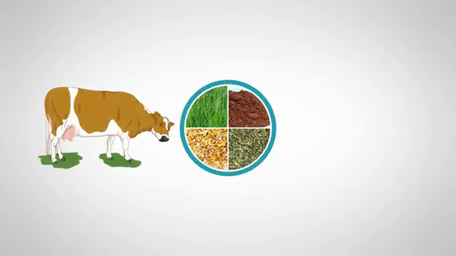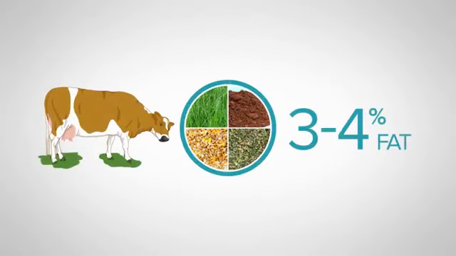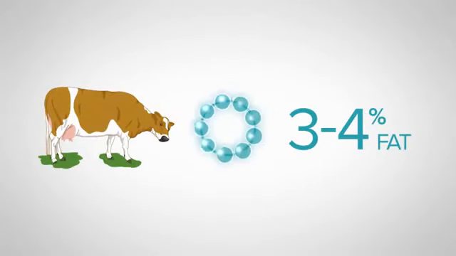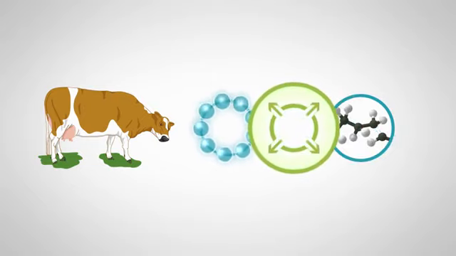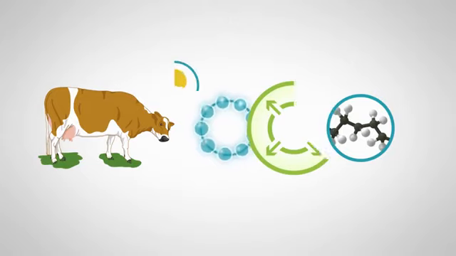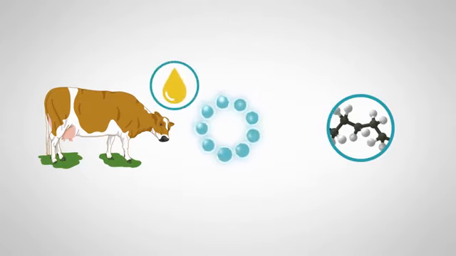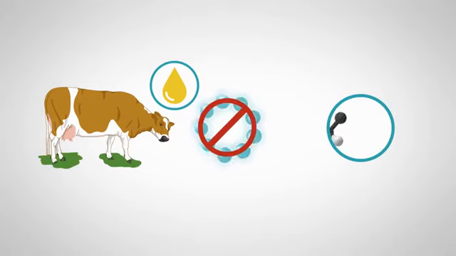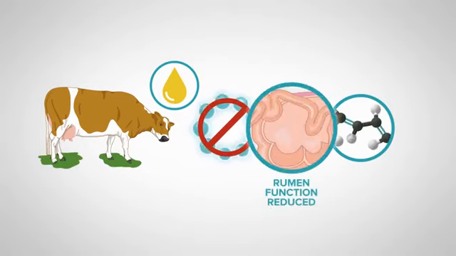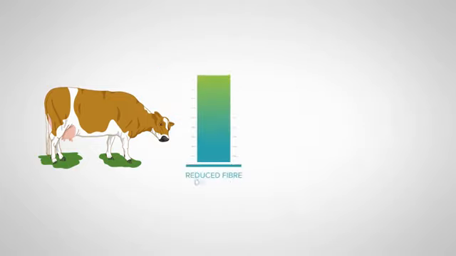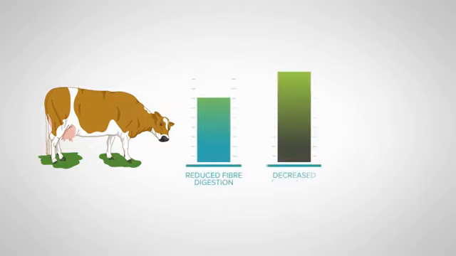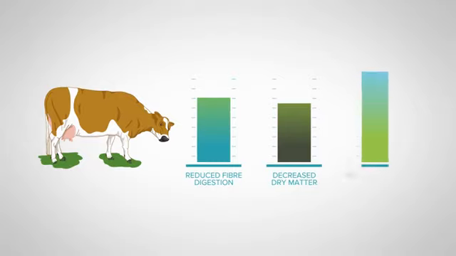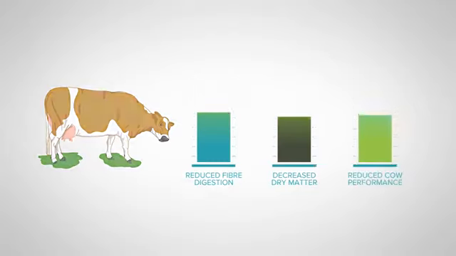Now generally, a cow's diet contains about 3 to 4% fat, and the biohydrogenation process is able to detoxify the unsaturated fatty acids. However, if the cow's diet contains too much fat, the biohydrogenation process is overwhelmed. The fatty acids cannot be saturated and rumen function is reduced. This results in reduced fibre digestion, decreased dry matter intake, and ultimately reduced cow performance.